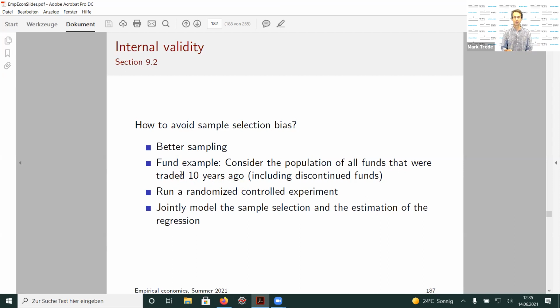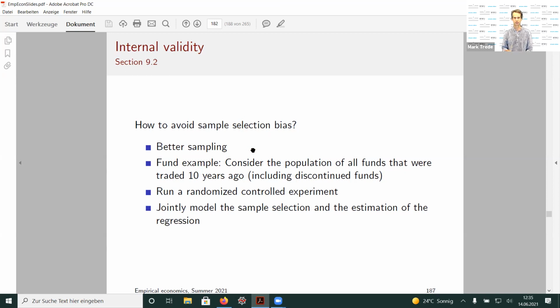So in that case, we have a non-biased population, and we look at all the funds, not only those that were continued, and we don't drop the discontinued funds in that case. So that's the better sampling option. And in this case, that surely is doable. Yeah, so there's no fundamental problem collecting data from 10 years ago. Yeah, it's a bit more work, but of course that's worthwhile the effort because you get the correct answer in that case.